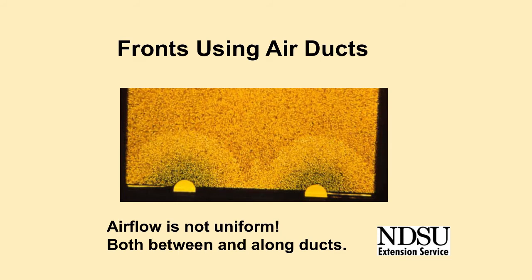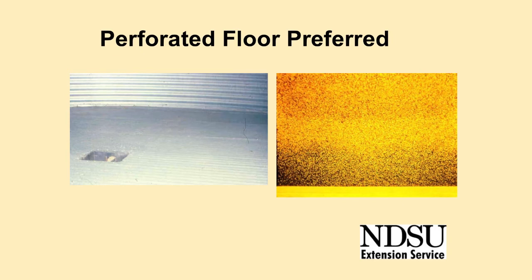Airflow distribution will not be uniform using ducts. This figure shows that air takes the path of least resistance. Locations above and between ducts need to be checked to determine when grain cooling or drying has been completed. A perforated floor with a level top grain surface will provide the most uniform airflow.